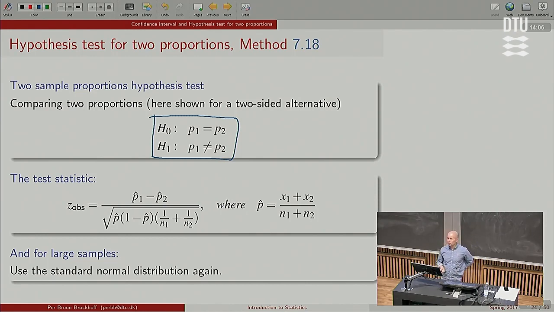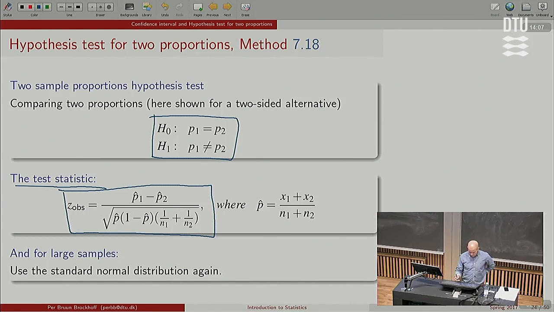It could also be the survival of some disease or the benefit of some treatment. How many survive the treatment? Would that depend on your gender? Would that depend on whether you're young or old? All sorts of proportion comparisons could come up as relevant. The first test statistic is based on the normal distribution.